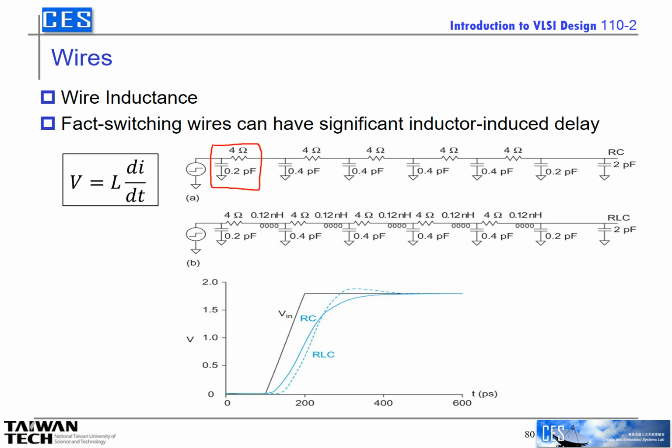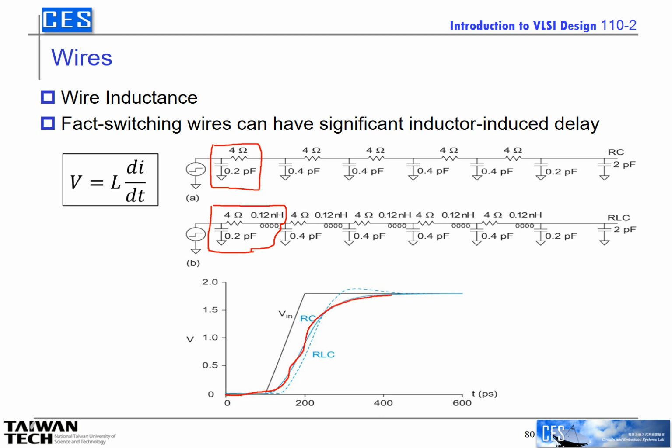Okay, and actually, if we want to improve the accuracy of this modeling, we can include resistance, capacitance, as well as the inductance. So you can see this. We can include the inductance. Because of the current flowing through the wire and interacting with the inductance, we can get a change of the voltage. In the bottom of this slide, we show a simulation result. For example, if you only include the resistance and capacitance, you will end up getting this curve.